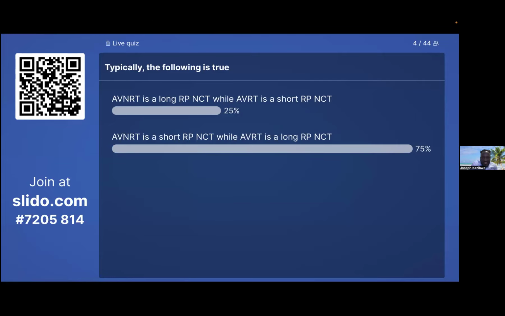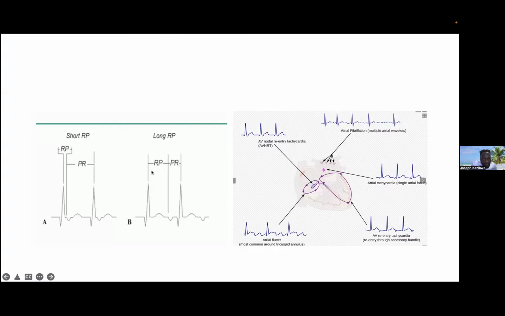So AVNRT is a short RP. We've already discussed that. AVNRT, we know, is a short RP, narrow complex tachycardia. Why? Because we have simultaneous activation of both chambers, while an atypical AVNRT is a long RP, narrow complex tachycardia. Just to highlight what we've already talked about, what we call the RP, remember this is the RR interval. So RP, we talked about this pseudo S wave. We know that the RP is very short, usually less than 80, 90 milliseconds.